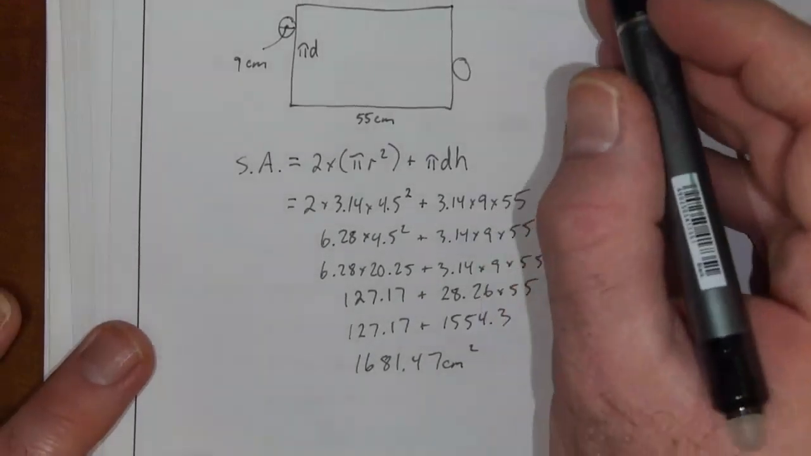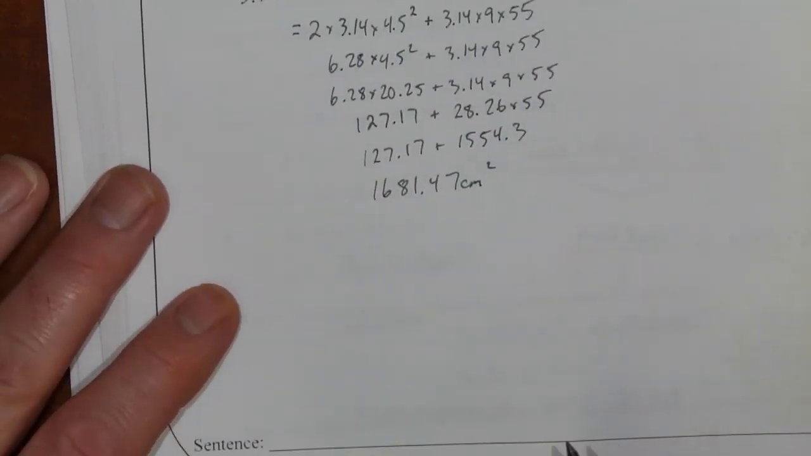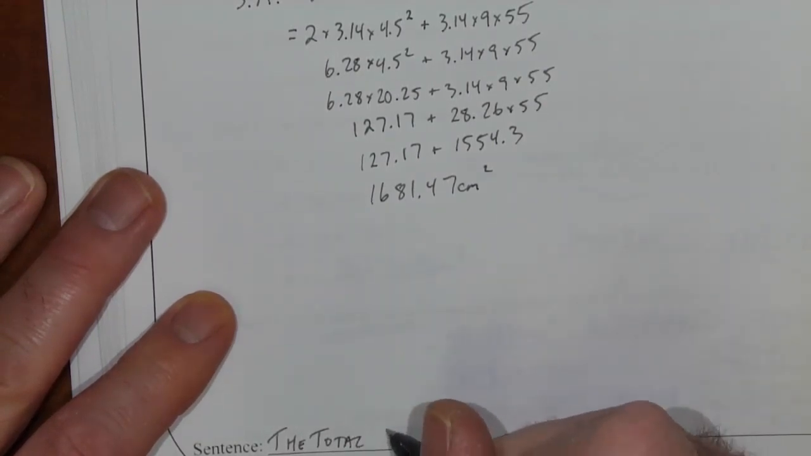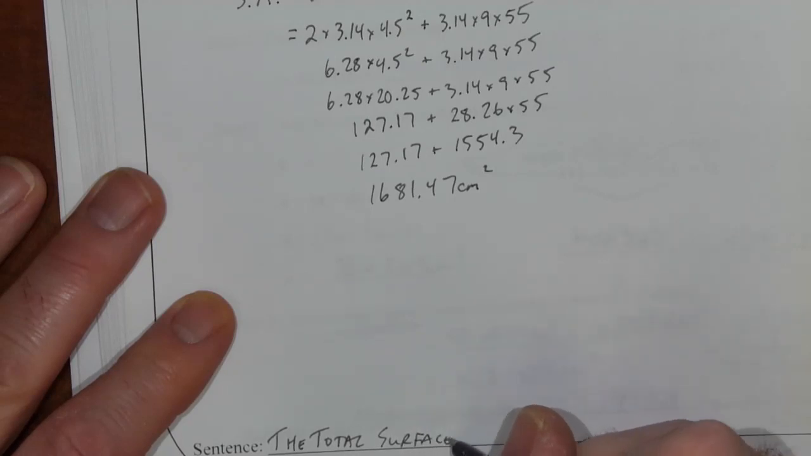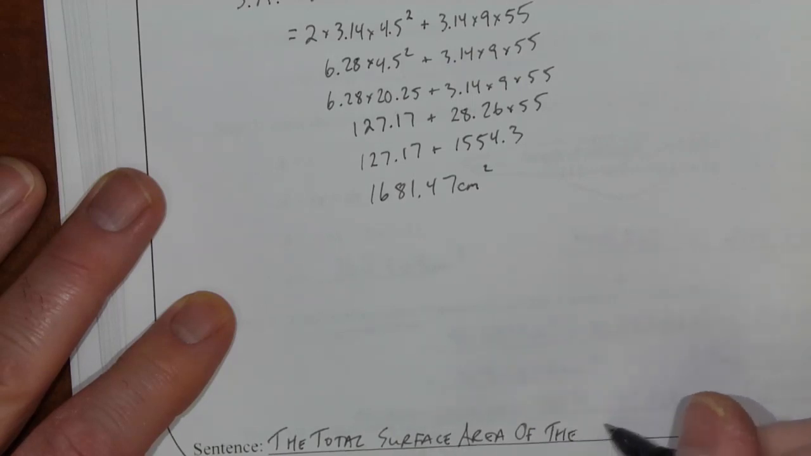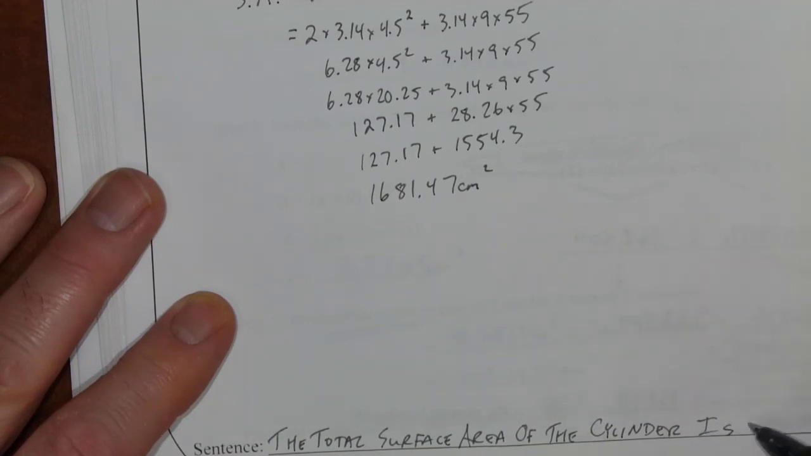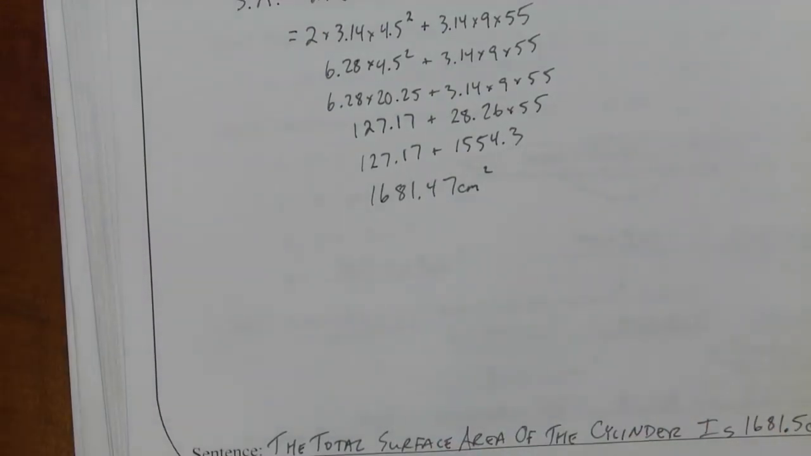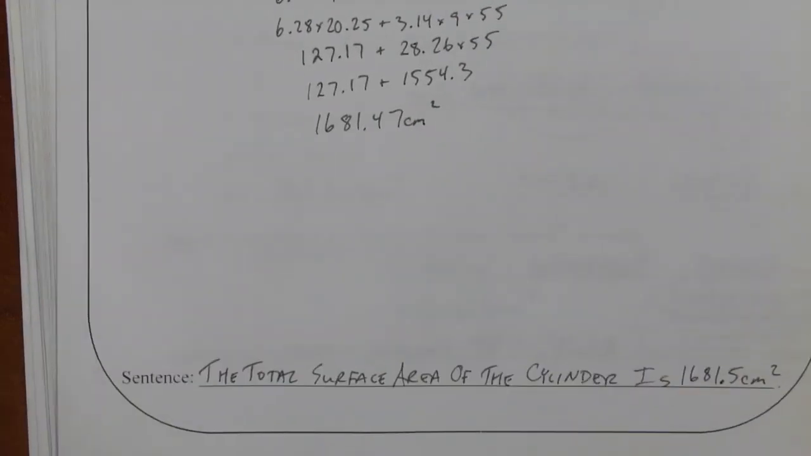Now, the question had us going to the tenth, so the total surface area of the cylinder is 1681.5 centimeters squared. To one decimal place, we look here, the next digit is 7, so the 4 needs to be bumped up to a 5. And that is your solution for the "show you know."